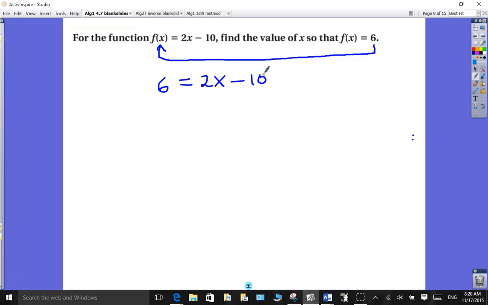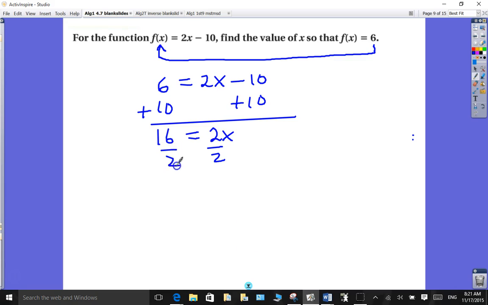So if they give you the f of x, then you need to replace the f of x with whatever it equals. Now that's an equation we should know how to solve. Solve for x. It says find the value of x. Add 10. 16 equals 2x. Divide by 2. x equals 8.